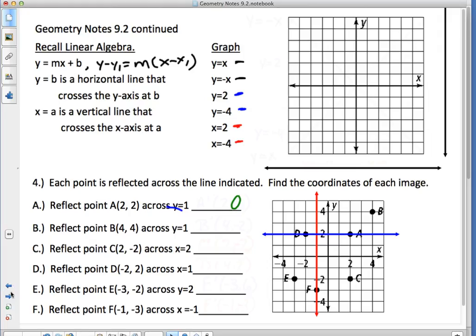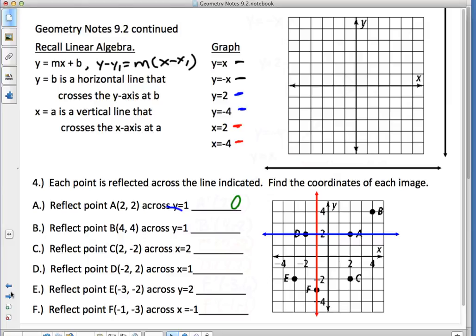Going on, recall from linear algebra, and I should have included y minus y1 equals m times the quantity x minus x1. Should have included that years ago, okay? I'm just kind of touching on them. You've got a list of equations that you've used, and if you need to know how to use y equals mx plus b and y minus y1 equals m times the quantity x minus x1, let's talk.